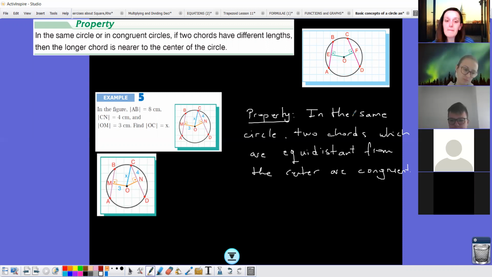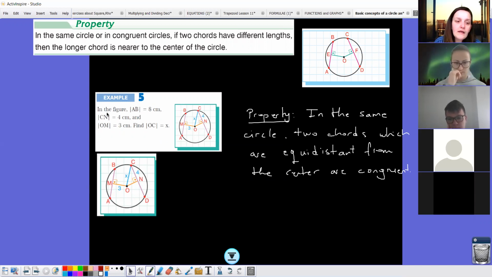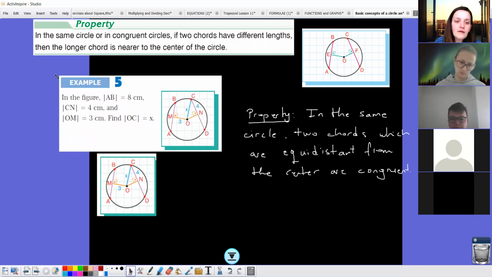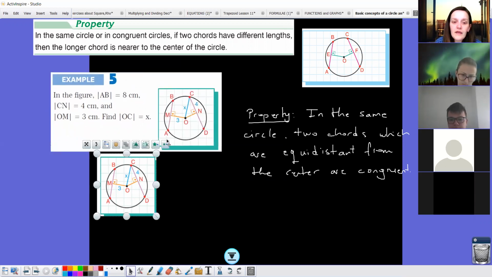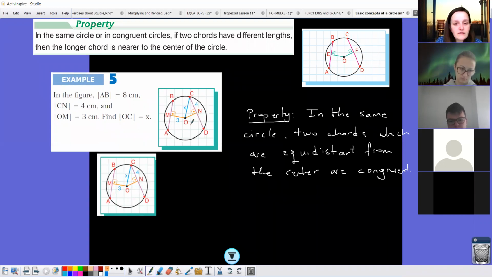Okay. Here we have an example, and in the figure it is given that AB is 8 centimeters, CN is 4, and OM is 3. And find OC, the radius.